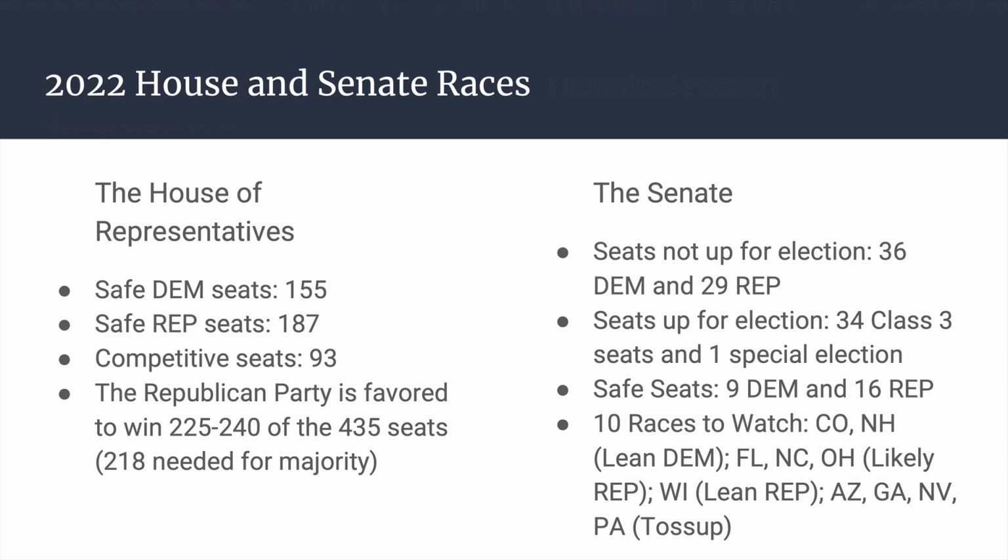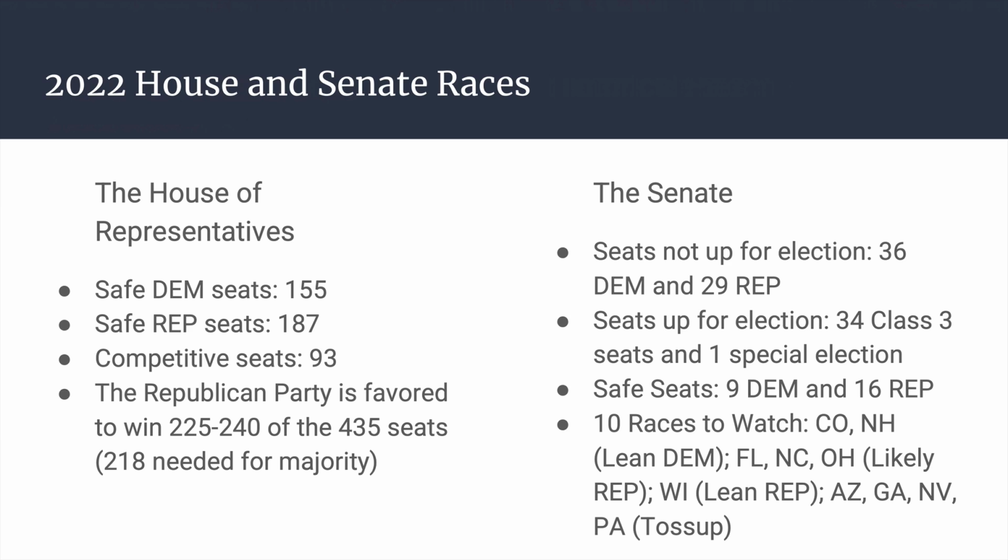But nonetheless, it would be a pretty good gain for that political party. Now, for the Senate, again, not all senators are up for election. In fact, 2/3 of senators are not up for election this cycle. We currently have 36 seats held by Democrats and 29 held by Republicans that are not up for re-election.